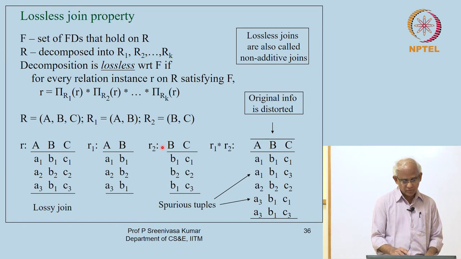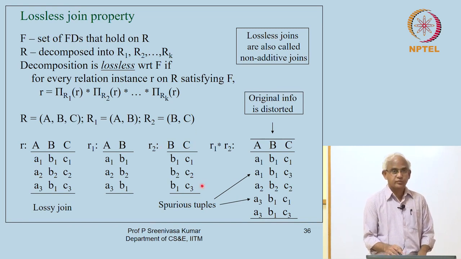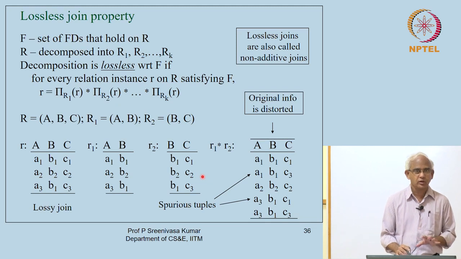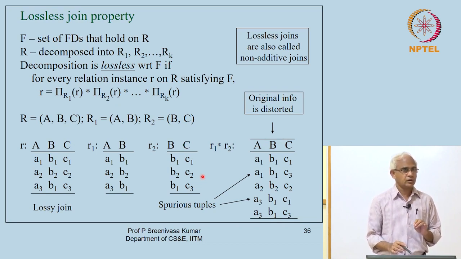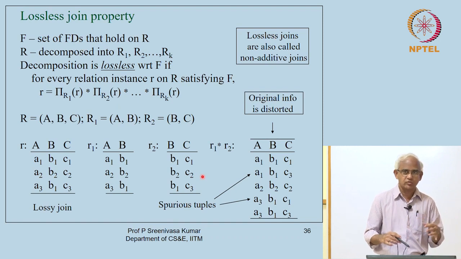People have studied this property and said that this kind of phenomenon is happening and we do not want this kind of thing to happen whenever we do decompositions. So, we have to be careful about these decompositions. We should always put this condition saying that we must get lossless decompositions. Our decompositions that we are trying to get in order to achieve a certain normal form should always be lossless.